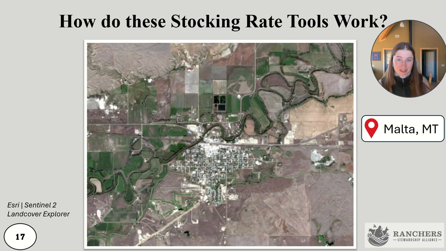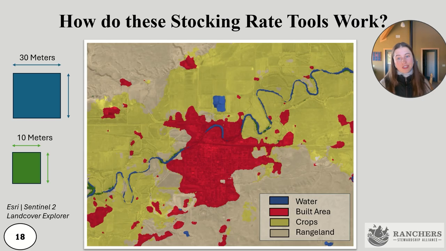especially using these satellites. This is a satellite image of the town of Malta, Montana, and we will use this as our example. So these satellite images are then used to create these land cover maps. This is an example map where a satellite image has been categorized into a land cover map, where red is built surfaces, blue is water, yellow is crops, and brown is rangelands. From this picture, we can estimate percentages or how much of the land is water, built area, etc.